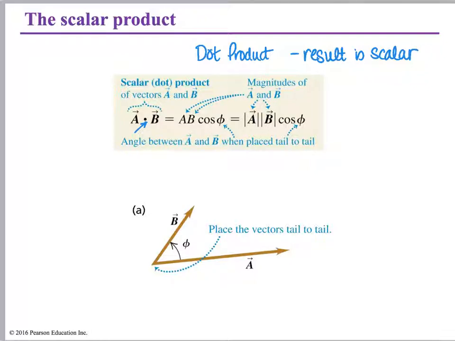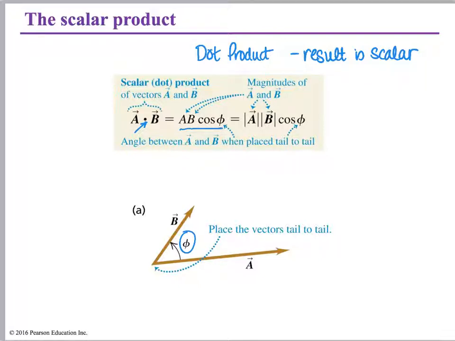Now, how big is that magnitude? Well, right here is the expression that gives you the magnitude you get when you take the dot product of two vectors. It's equal to the magnitude of the two vectors multiplied by each other, and then times the cosine of the angle between the two vectors, which here we're calling phi.